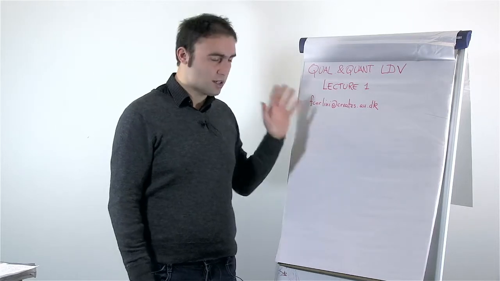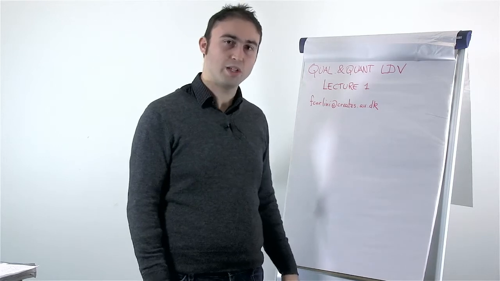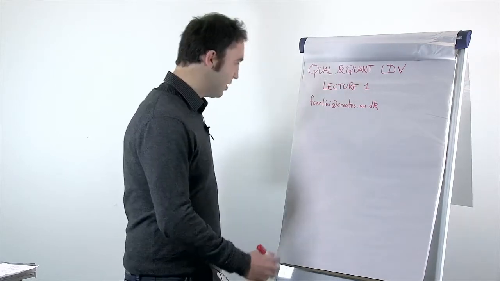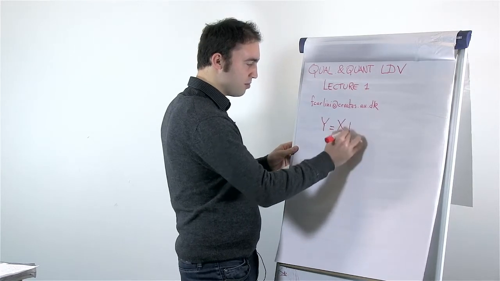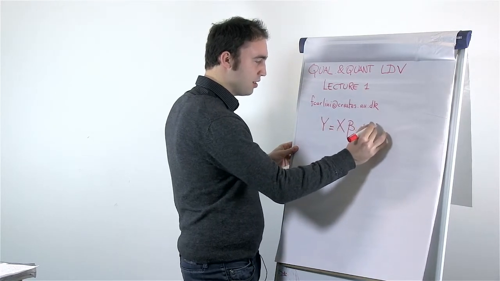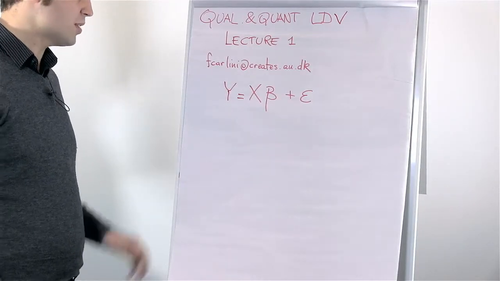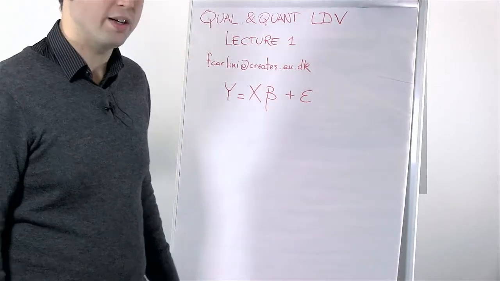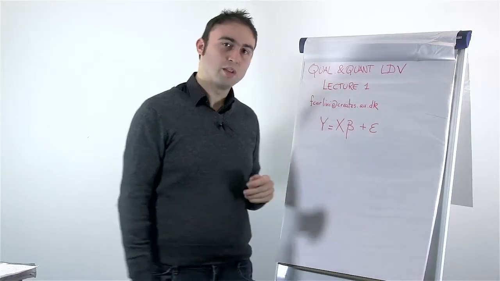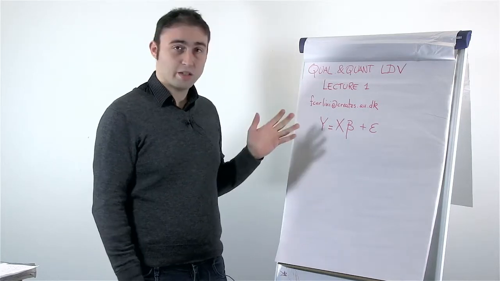Why is this important? Because in the course we will see one model, the regression model, that is written like this: Y is equal to X beta plus epsilon. The regression model, the OLS, is expressed in matrix notation. Then we need to understand what a vector is, and what a matrix is.